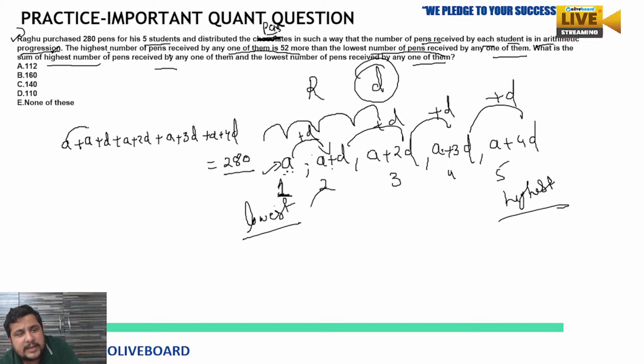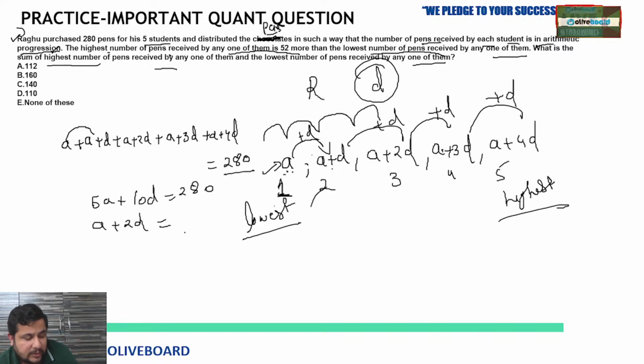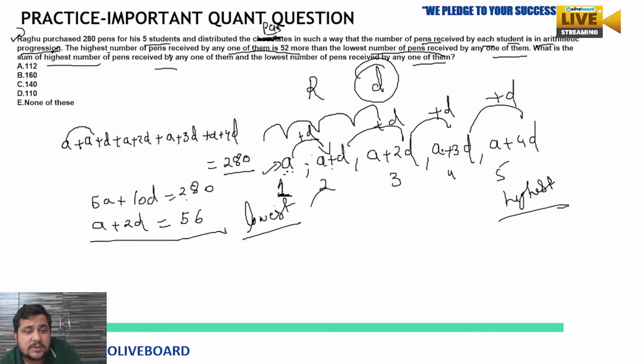So A plus A plus A, it will become 5A, plus D, 2D, 3D and 4D. When you add, that is 10D, equal to 280. So 5 you can take common. So A plus 2D equals 280 upon 5. Whenever you have to divide a number by 5, here is a trick: divide by 10 and multiply the number by 2. So 280 multiplied by 2 is 560, by 10 means 56. So this is the equation we are getting: A plus 2D equal to 56.